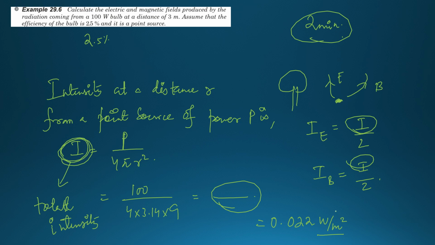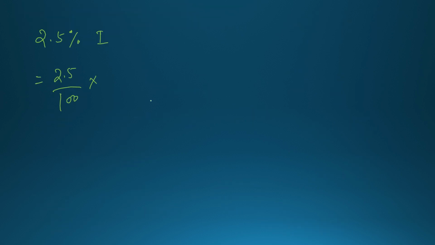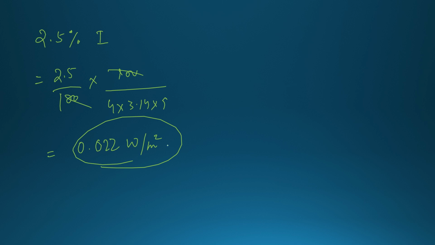Sorry, wait. So 2.5% of intensity, that is 2.5 by 100 into whatever was there, 100 by 4 into 3.14 into 9, right? 100 cancels, and whatever this will be, your 0.02. Okay, I told the wrong value then. So this is the intensity that is actually working.